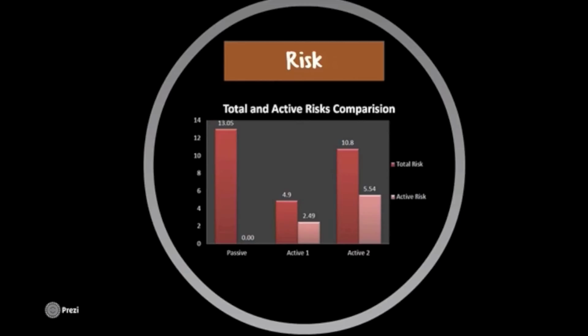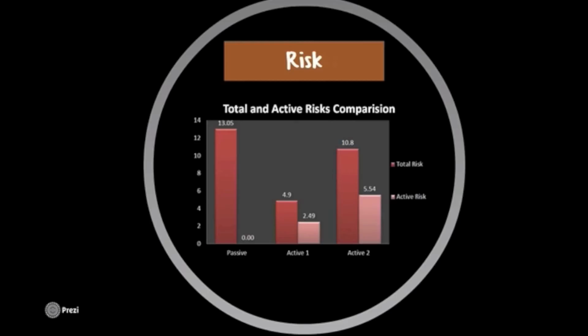In the passive portfolio, even though our return is the same as the benchmark, the risk was too high at 13.05%. In active portfolio 1, the total risk exceeds the benchmark risk by 4.9%. However, it's much smaller than the passive strategy in short-term performance. Moreover, the active 2 has higher risk than the active 1 due to higher return.